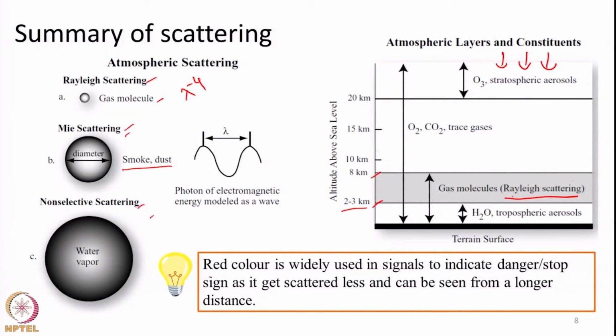One more interesting fact I wanted to tell you is that the red color we use widely in signals to indicate danger or a stop sign is because red is scattered the least. When we compare the 3 primary colors, blue, green and red, red is scattered the least among these. Whatever the scattering, red will encounter the smallest amount of scattering, due to which red wavelengths can travel longer distances. Because of this, people have chosen red to indicate danger.